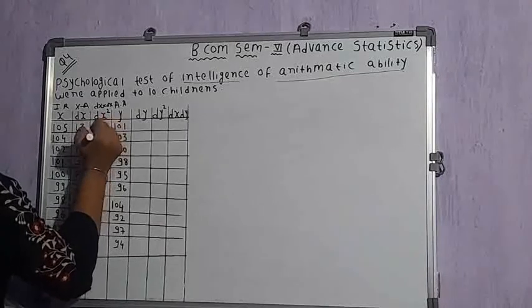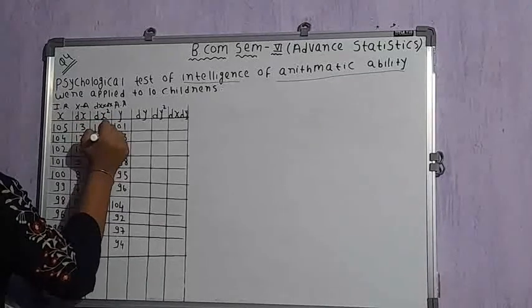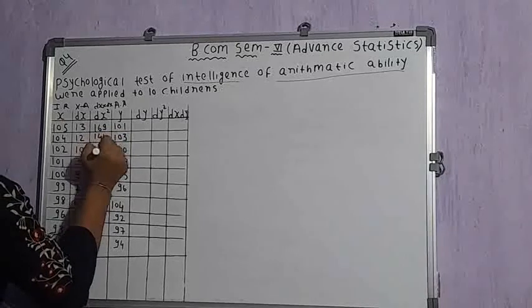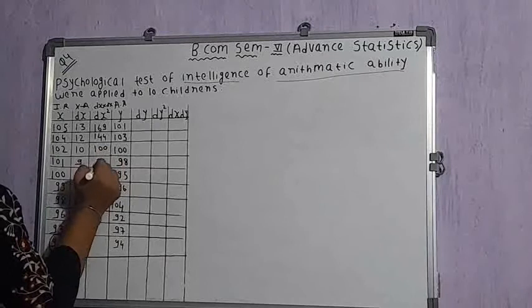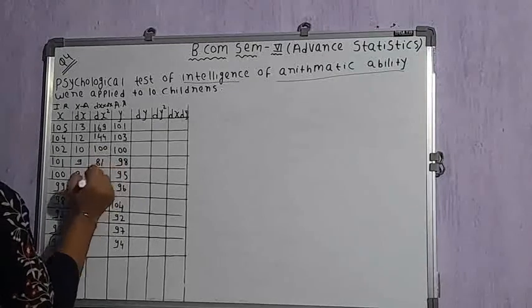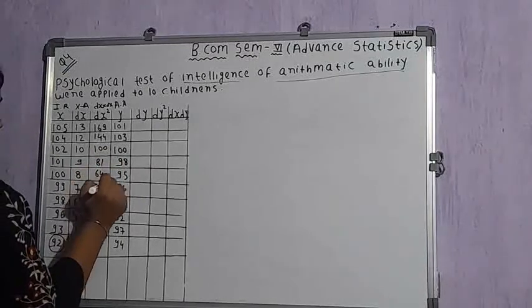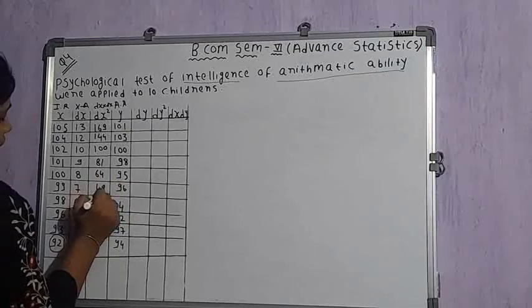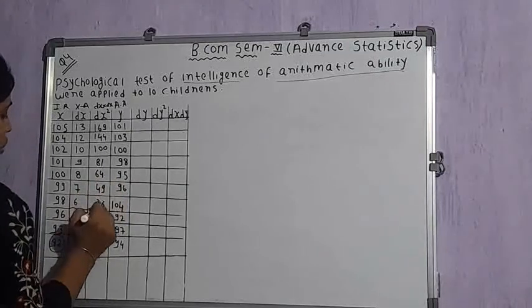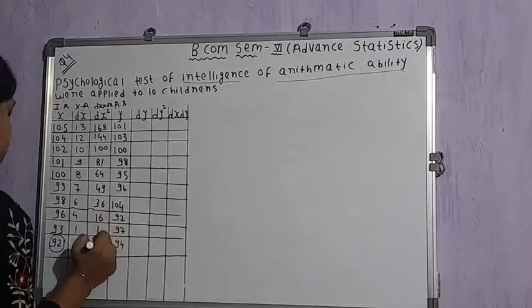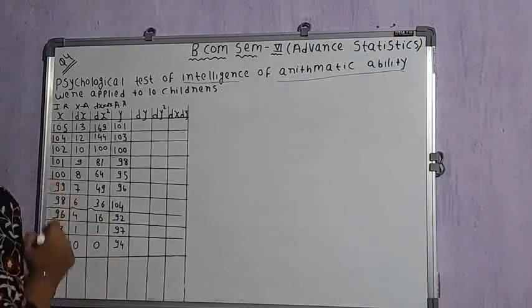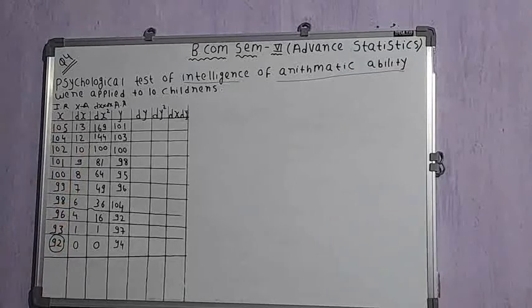Then 12 into 12. It would come to 144. 10 into 10. It would come to 100. 9 into 9. It would come to 81. 8 into 8. It would come to 64. 7 into 7. It would come to 49. 6 into 6. It would come to 36. 4 into 4. It would come to 16. 1 into 1. It would be 1. 0 into 0. It would be 0. So this way we have computed the dx square as well.